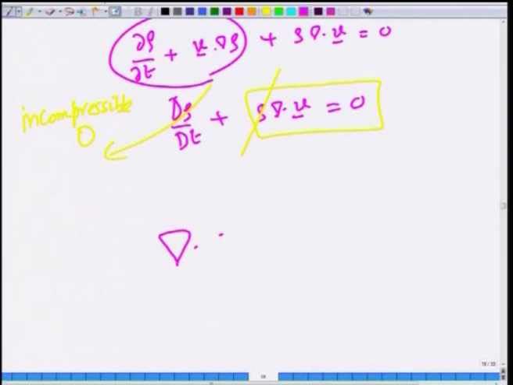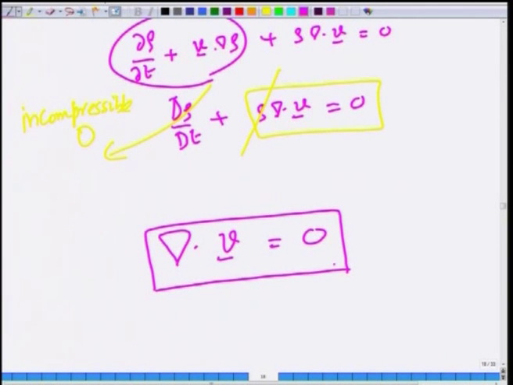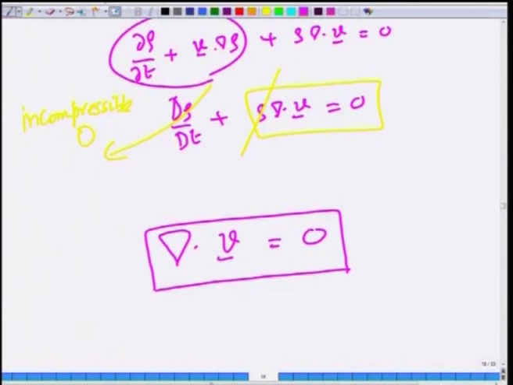So, the continuity equation, or the mass conservation equation, boils down to simply saying that the velocity field, the velocity vector, which is a function of all three spatial directions and time, always satisfies that the divergence of the velocity vector is 0. That is, it is divergence free, for an incompressible fluid.